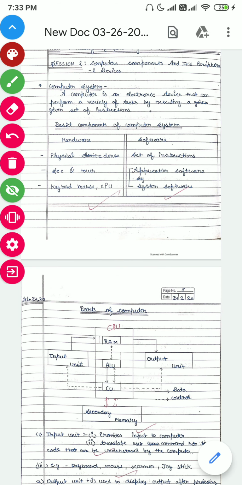Okay, now the basic components of a computer system. We can divide computer system components into hardware and software. What is hardware, class? Hardware means all the devices that we can see and touch, like the keyboard, monitor, mouse, CPU. All these devices are hardware. Now what is software? Software is a set of programs, and a program is a set of instructions.